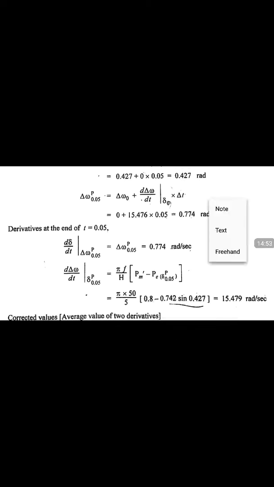Next we have to find del omega 0.05 of p, which is del omega naught plus d del omega by dt at del naught into del t. Here del omega naught is 0. So d del omega by dt at del naught is 15.479, into del t of 0.05, and you get 0.774 radians per second. So the derivatives at the end of t equal to 0.05: d del by dt at del omega 0.05 equals del omega 0.05 of p.